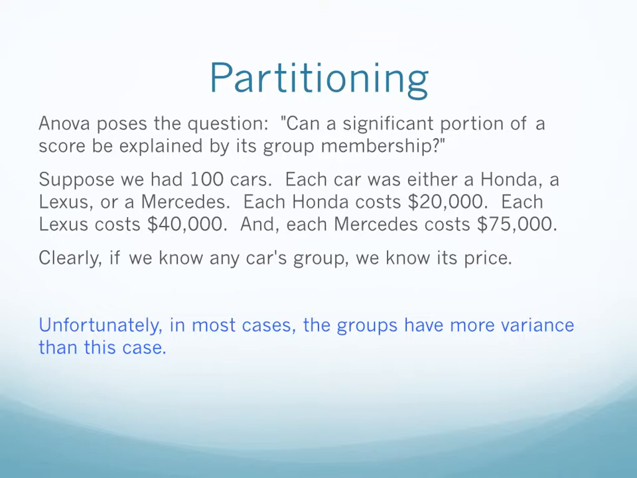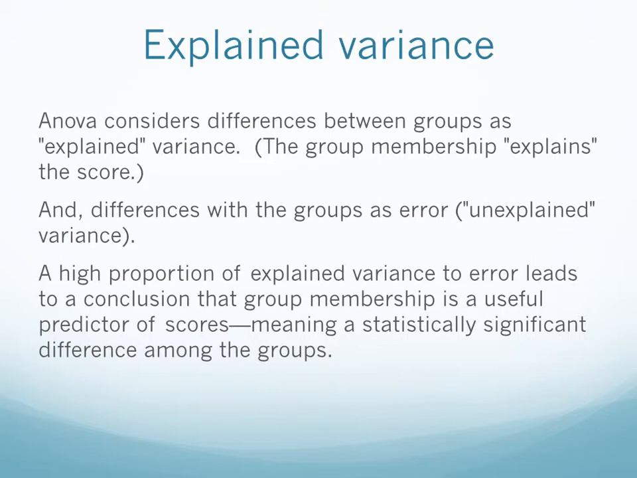Now, of course, in most cases, groups have more variance. They have some variance. So the question is, does knowing the group that a score comes from tell you enough to help identify what its score is going to be? The answer to that question is dependent upon the difference in the average scores in the groups and the variance within the groups, just as it was with t-tests.